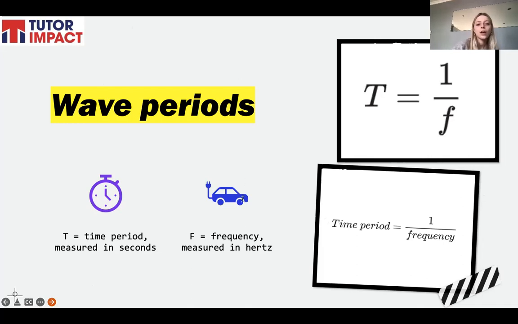This is where the time period is measured in seconds and the frequency is measured in hertz. So this top equation here is just the simplified shorthand version of this full equation. We have a capital T signifying the time period, and we have the F representing the frequency. And the units, as I just said, are seconds for time period and hertz for frequency.